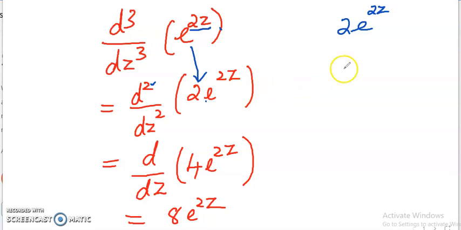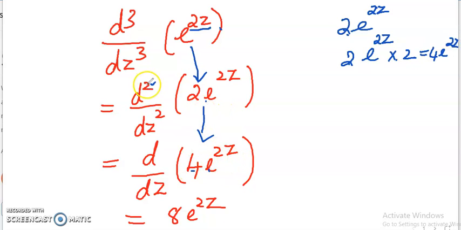So if you differentiate it a second time, again e power 2z is e power 2z only. Into 2 will be, already you have a 2, e power 2z into 2. So you get 4 e raised to 2z as the second derivative. And this square will become 1 because we have differentiated it one more time, d by dz.